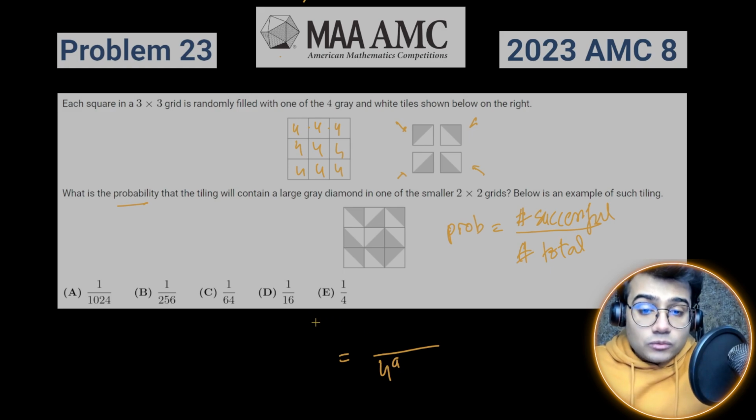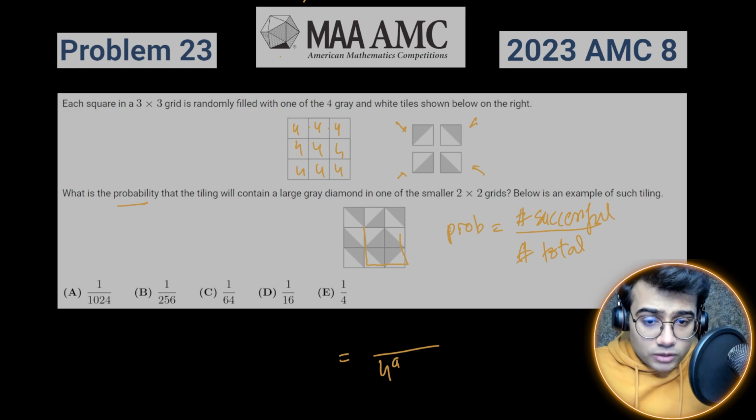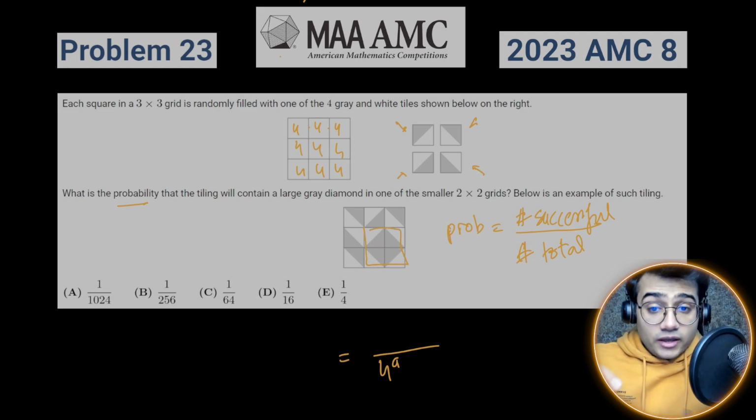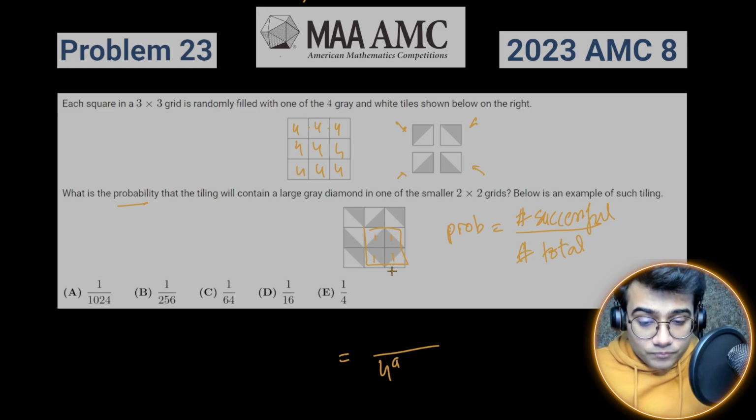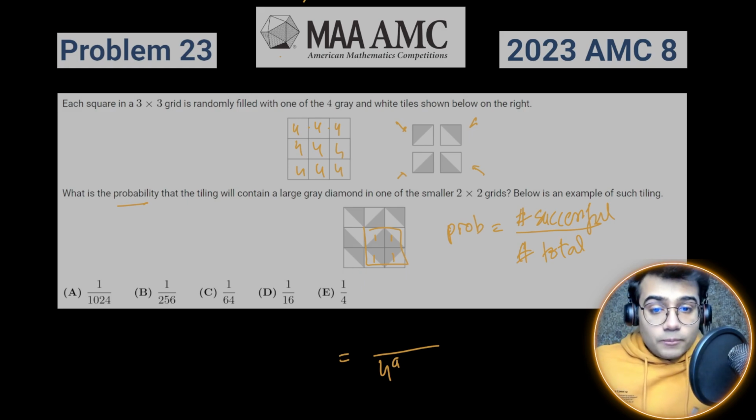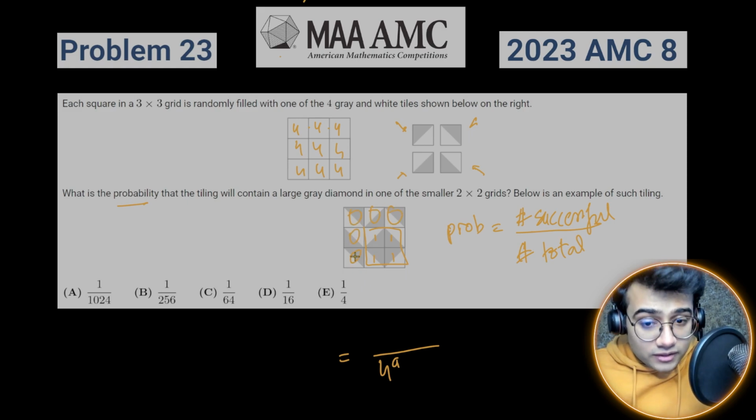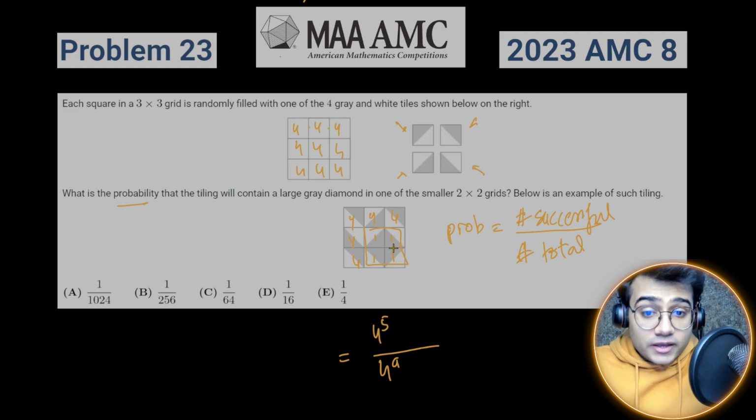Okay, now what is the successful number of possibilities? Well, what is success? Success is when we have this shape within a 2x2. So let's say that that shape occurs in this bottom 2x2. Then this has to be a fixed pattern. And for this to happen, we have to exactly use these tiles. Okay, so there's no choice there. But the other 5 can be anything. So we have 4, 4, 4, 4, 4. So 4 to the power of 5 possibilities if we have this diamond in the bottom right.